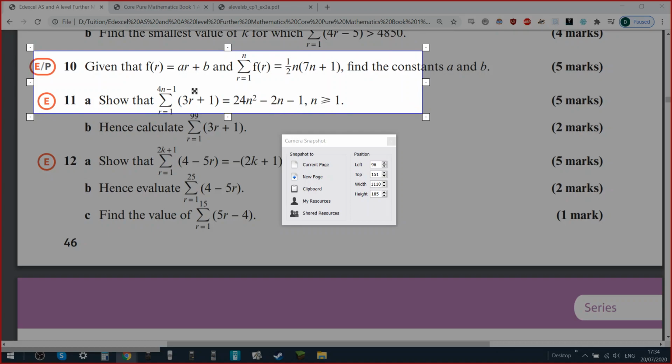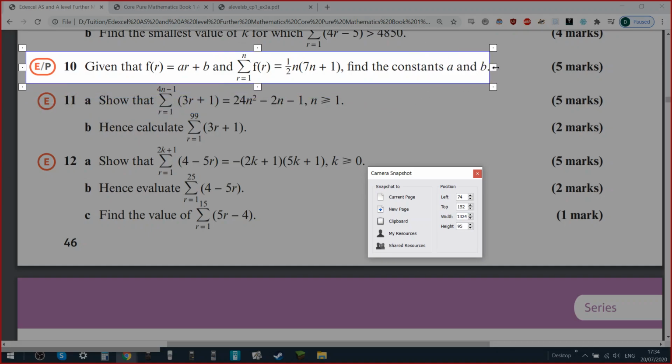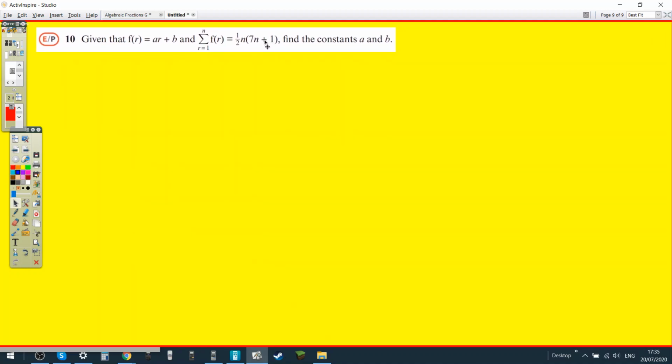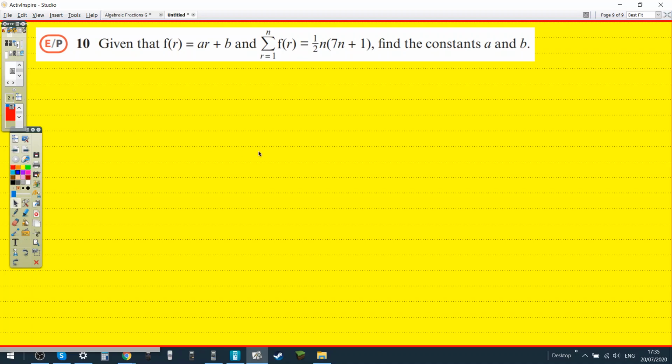Oh no. I have no idea how to do 10. And sigma of that. A and B are constants. So I believe when you do the sum from r equals 1 to n of r and solve everything, you get half n times 7n plus 1. But I don't know how you would find A and B. Oh wait, I think I actually do know how to do it.